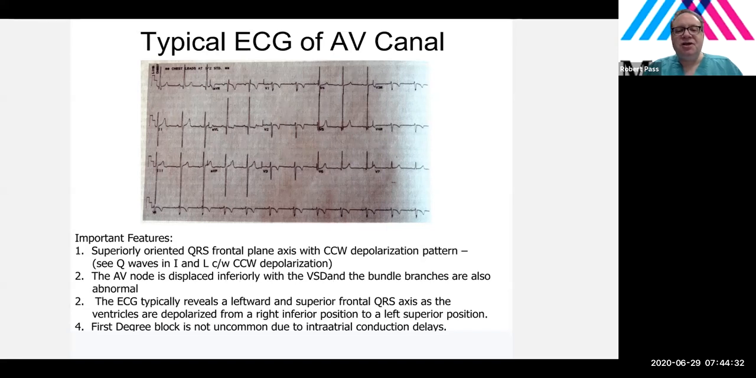I noticed Grace was able to identify a left-sided pathway. That's wonderful. First-year fellow, soon to be second year. And so you're already quite ahead of the game.